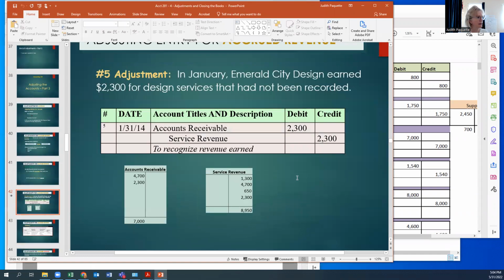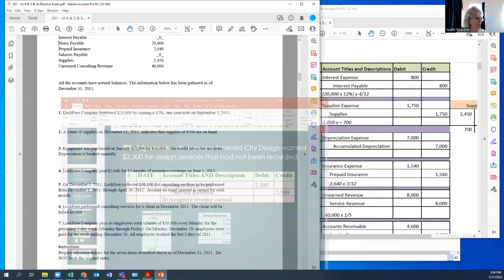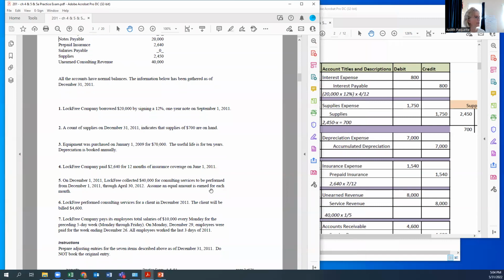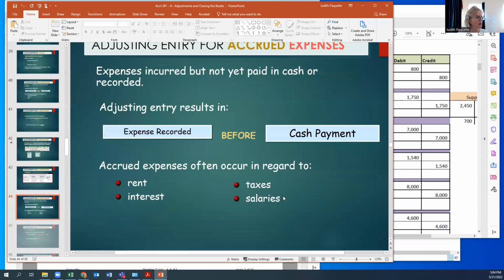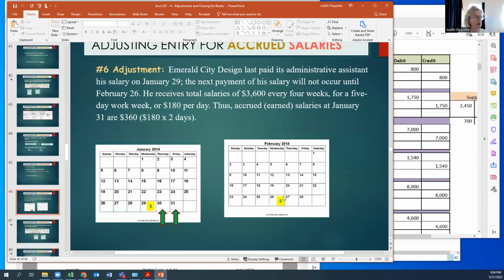The easiest one is they earned this money during the month. Debit accounts receivable, credit service revenue. You were booking that journal entry back in chapter 3. We didn't tell you it was an accrual, but it is an accrual journal entry. So this one's an easy one. Okay. So we go back here and we say, Lockfree performed consulting services. The client will be billed $4,600. Debit accounts receivable, credit service revenue. That's the easy one. The other 2 involve a note and calculating interest, and salary.